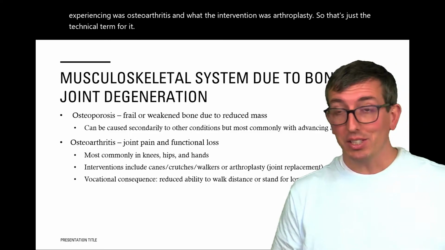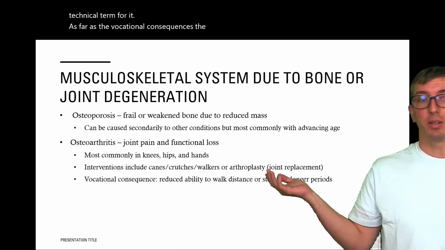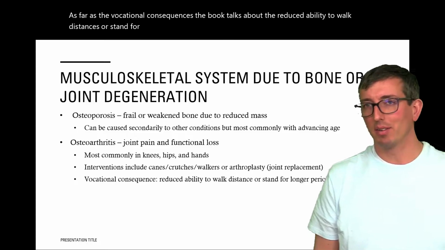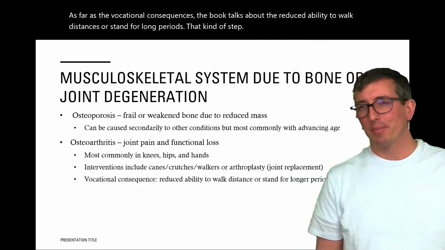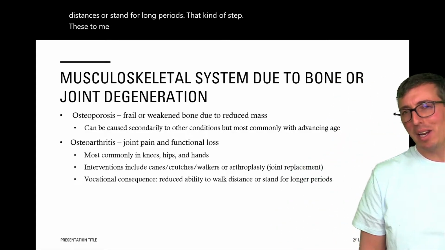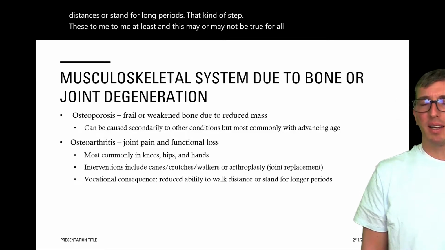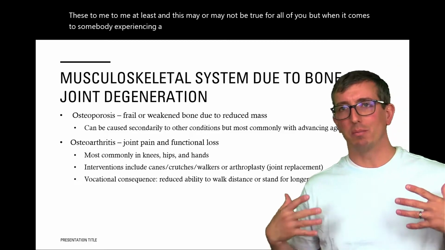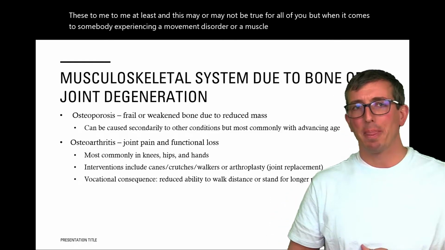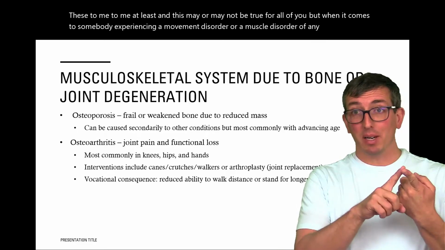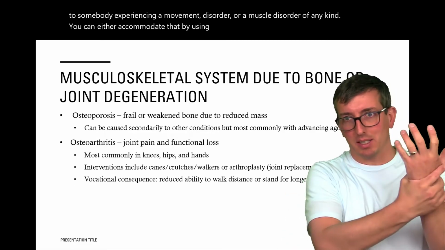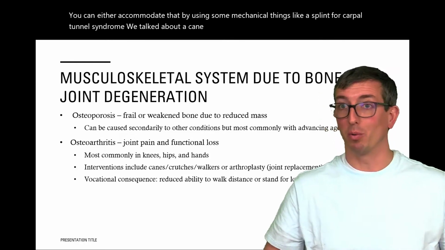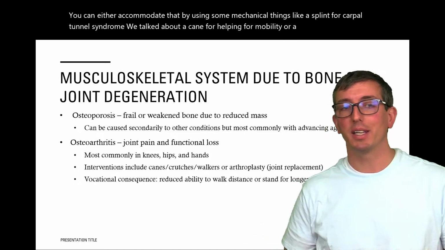As far as the vocational consequences, the book talks about reduced ability to walk distances or stand for long periods, that kind of stuff. To me at least, and this may or may not be true for all of you, when somebody experiences a movement disorder or a muscle disorder of any kind, you can accommodate that using mechanical things like a splint for carpal tunnel syndrome, which we talked about, a cane for mobility, or a wheelchair for mobility.